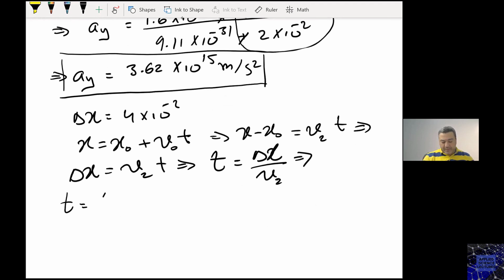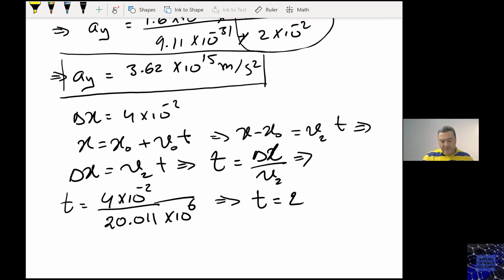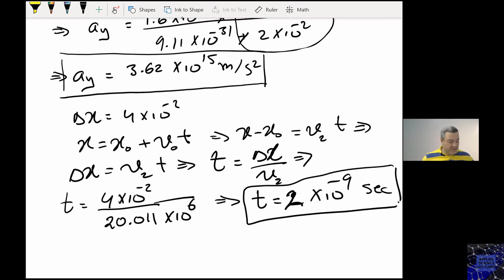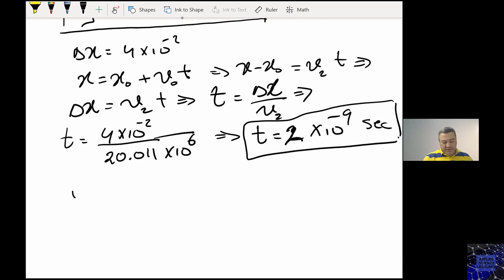t as 4 centimeters divided by v2, which is 20.011 10 to the power 6, t as 2 times 10 to the power minus 9 seconds. So this is the time. Now, again, from the kinematics, I can find the delta y, which is y equals to y naught plus v naught t plus half a t squared.